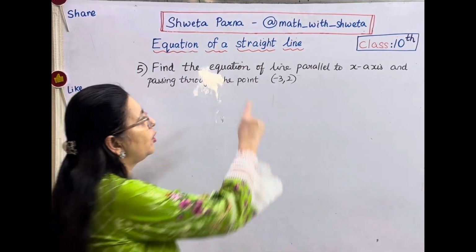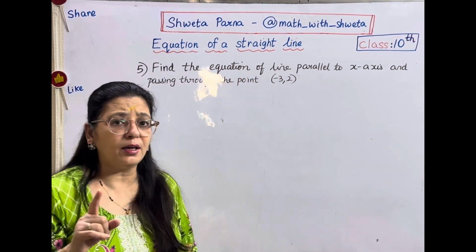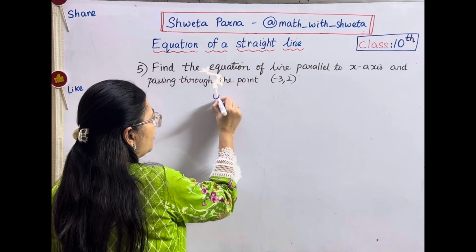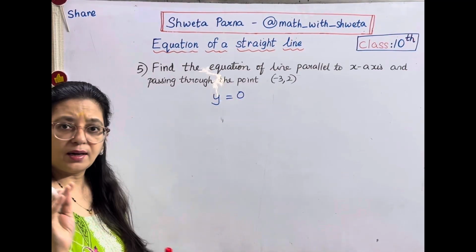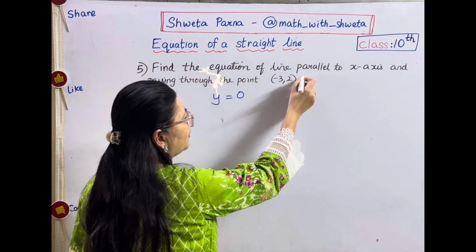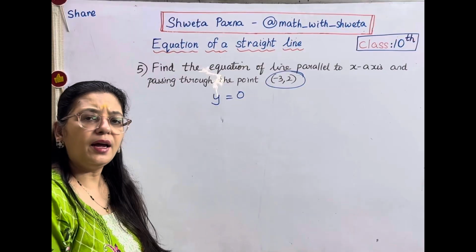First thing, remember, what is the equation of a line parallel to x-axis? The equation of a line parallel to x-axis is y is equal to 0. Correct? Now, from which point is this passing? This is passing from minus 3 and 2.